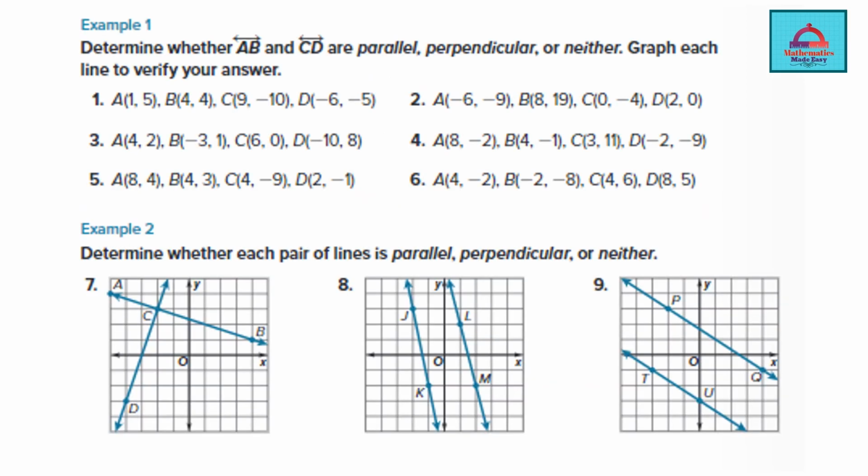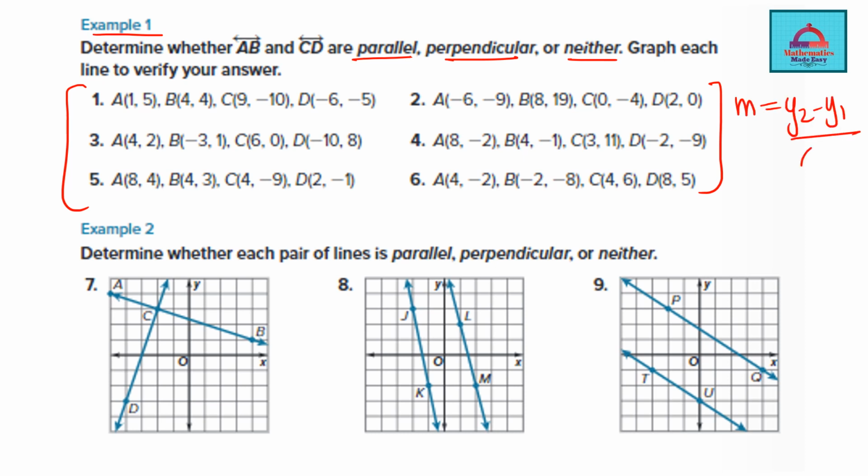So in today's video, we are going to solve example 1, questions 1 to 6, then example 2, 7, 8, 9. So for solving these all questions, we are going to use the concept of parallel, perpendicular or neither lines. I've already given you the key concept and the formula that we will use to calculate the slope is going to be this. So remember this formula. Now coming to question 7, 8, 9, again you have to check whether it is parallel, perpendicular or neither lines, but here this time you are just given the graph.